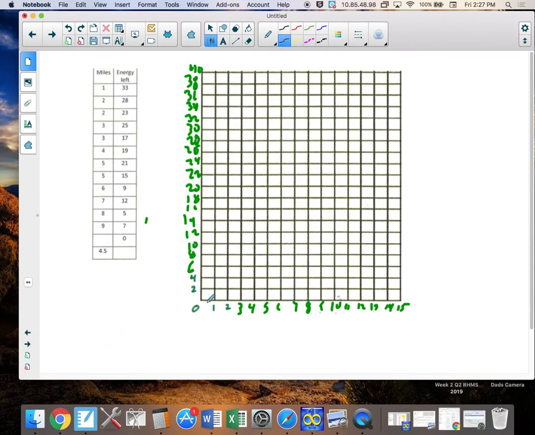Plot the points. So we have 1, 33; 2, 28; 2, 23; 3, 25; 3, 17; 4, 19; 5, 21; 5, 15; 6, 9; 7, 12; 8, 5; and 9, 7.